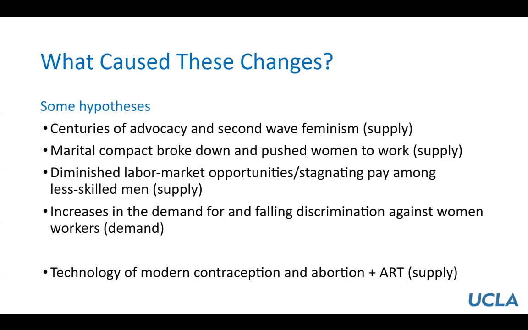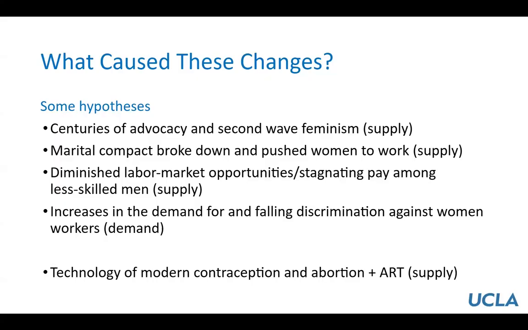You've got a lot of changes in marriage, like no-fault divorce. You've got diminished labor market opportunities. We think stagnating pay for a lot of less skilled men would have pushed women into labor markets and could have also generated some of these changes. Increase in the demand for, and falling discrimination against, women workers.